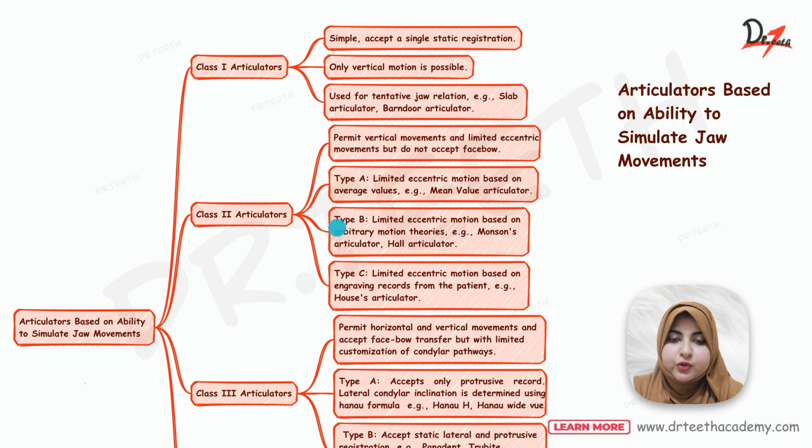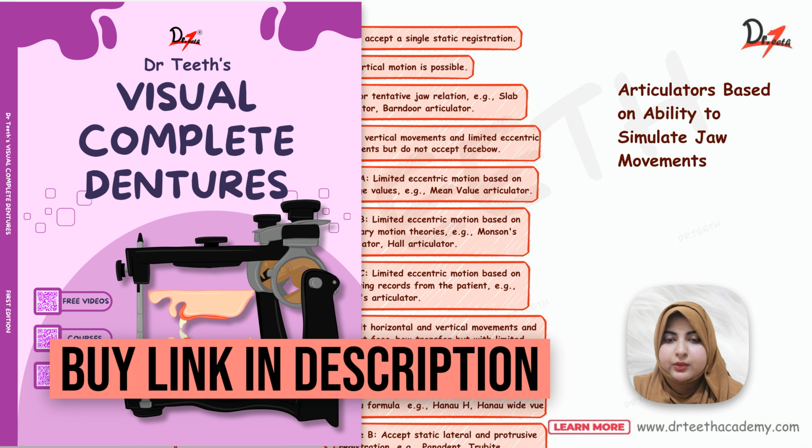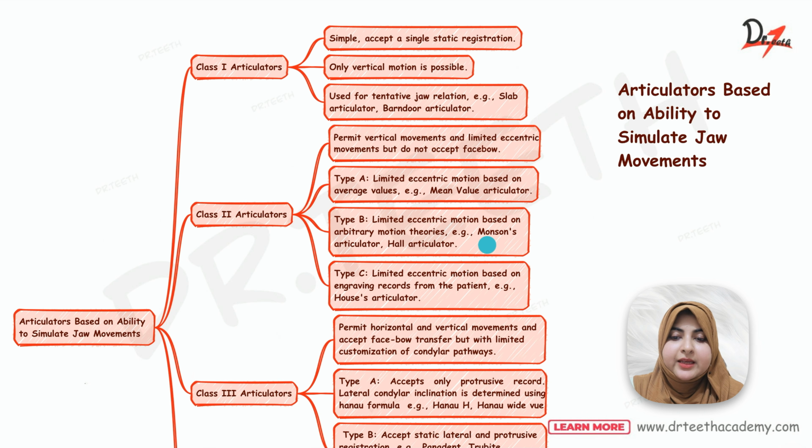Then we have type 2B, which has limited eccentric motion based on arbitrary motion theories. Now, there are various motion theories which we are not going to cover in this video. You can check out the visual complete denture books by Dr. Teeth for more details. Example is Monson's articulator and Hall articulator.